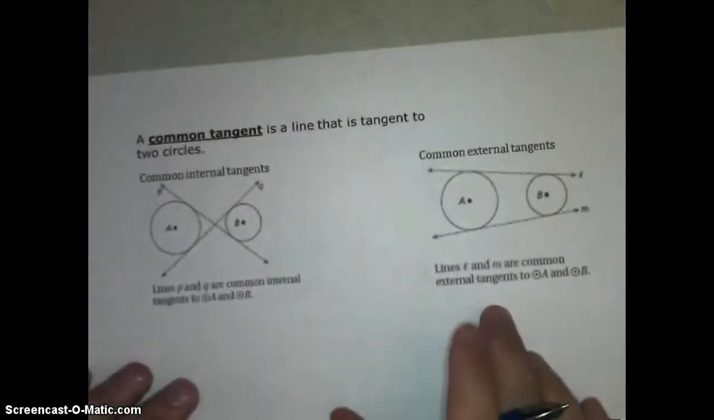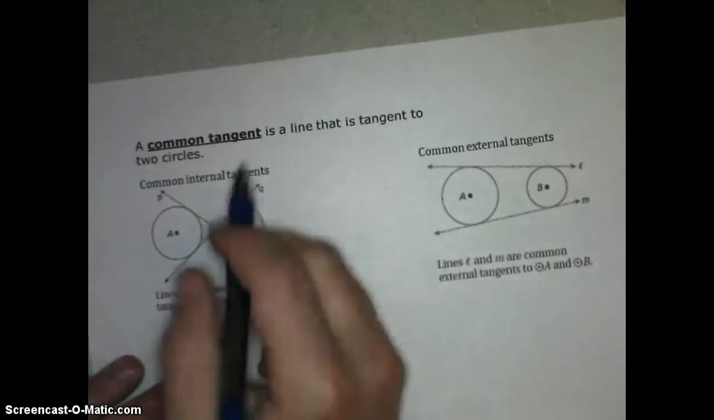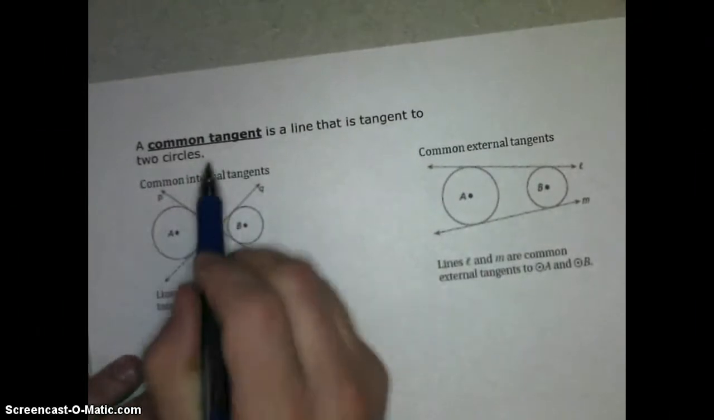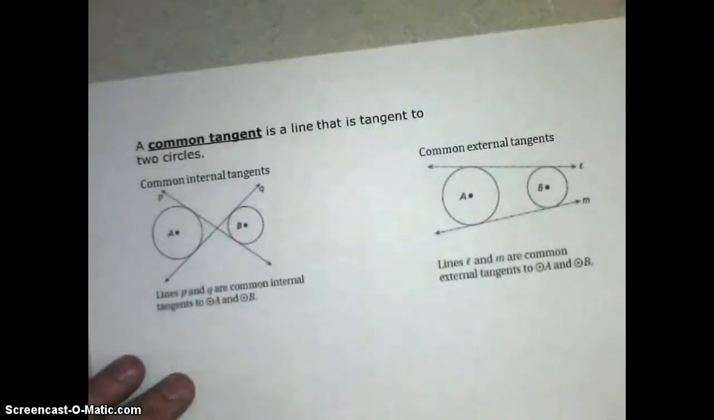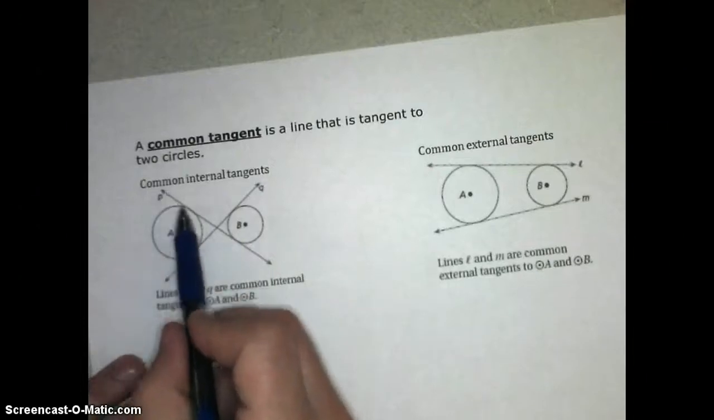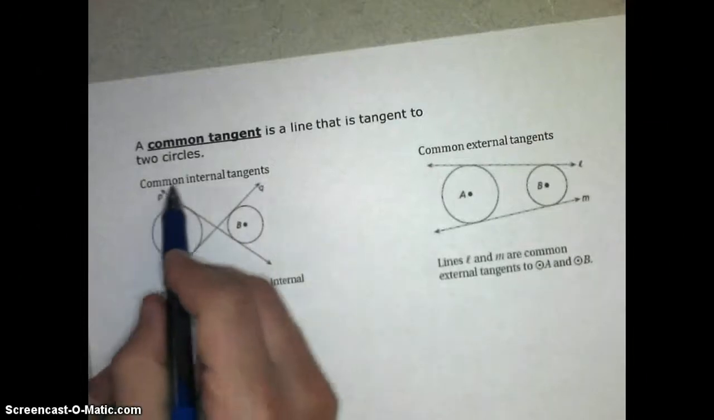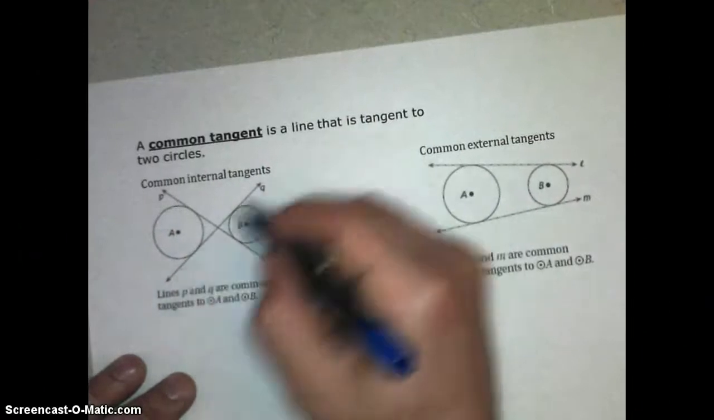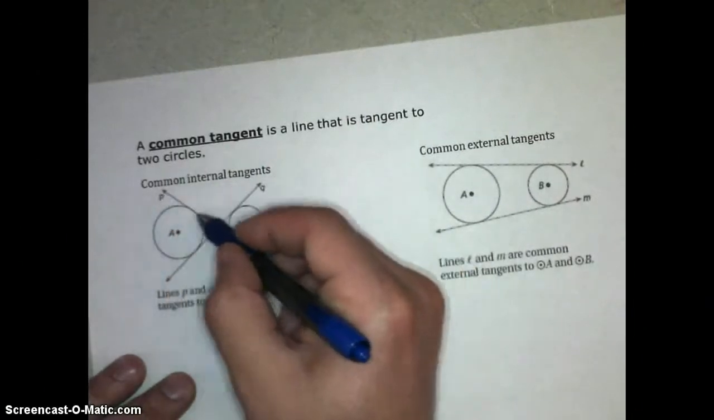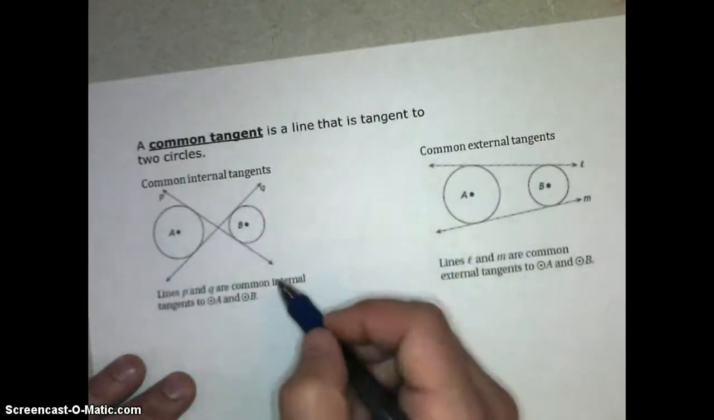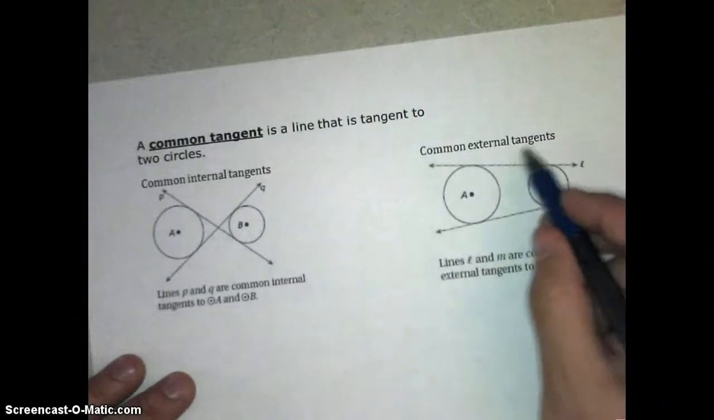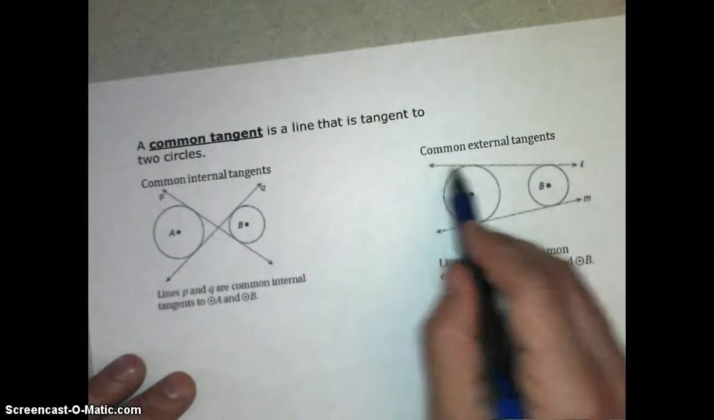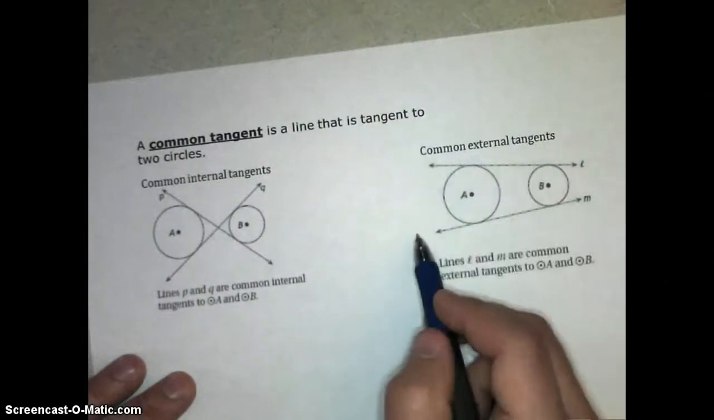All right, quickly moving along. We also want to talk about the idea of having a common tangent. A common tangent is a line that is tangent to two circles. Now, we could have internally common tangents or common internal tangents, like this line P here, or line Q, because they would intersect between the circles. Or we could have external tangents, where they intersect outside of both circles.